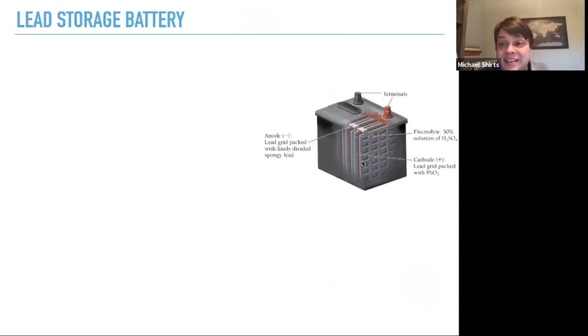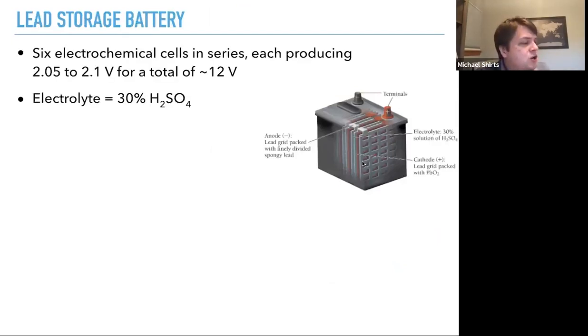Lead storage batteries. These are the batteries that are usually in cars, and sometimes you can have external lead storage as well. Generally they're set up with 6 electrochemical cells in series, each producing somewhere between 2.05 and 2.1 volts, for a total of 12 volts.